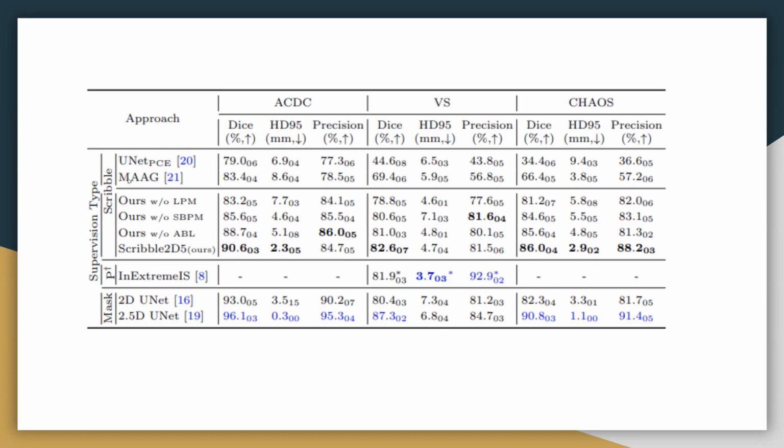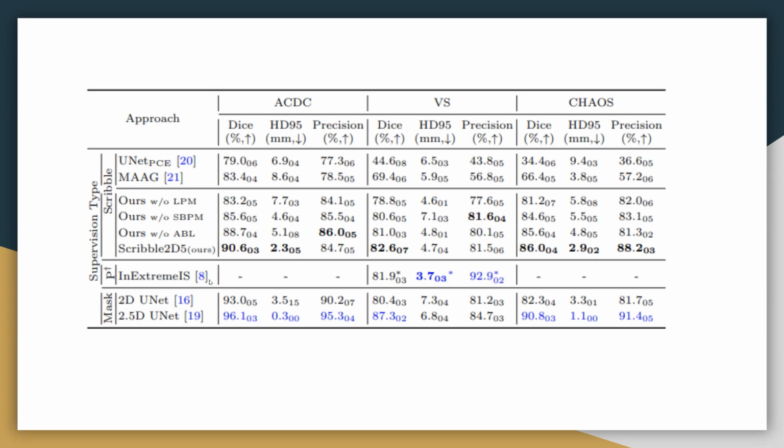UNet PCE and MAAG are both weakly supervised architectures, and you can see that they really blow them out of the water with their full model architecture. And here are strongly supervised 2D UNet and 2.5D UNet, where it still outperforms this weakly supervised method, but the gap is much closer across all three data sets, as you can see.